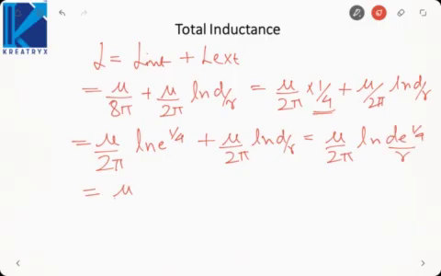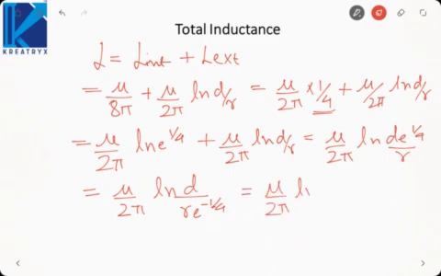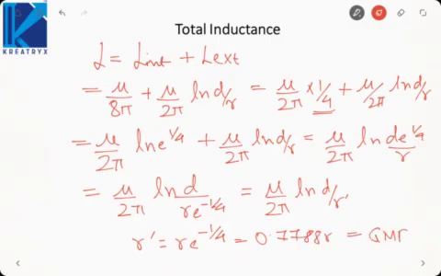So it will be mu by 2 pi ln d by R e raised to the power minus 1 by 4, that is mu by 2 pi ln d by R prime. R prime is R e raised to the power minus 1 by 4, which is 0.7788 R. This is called GMR, that is geometric mean radius. Okay, now what does GMR indicate?